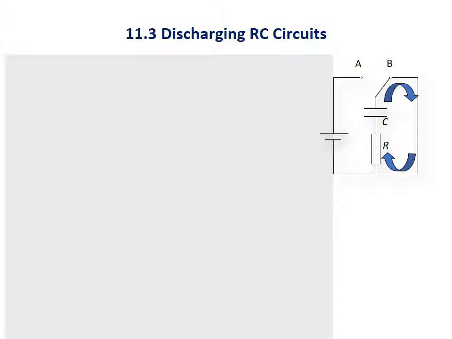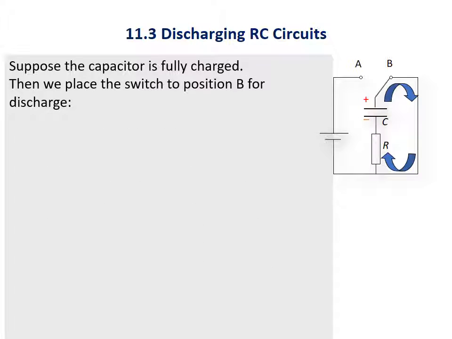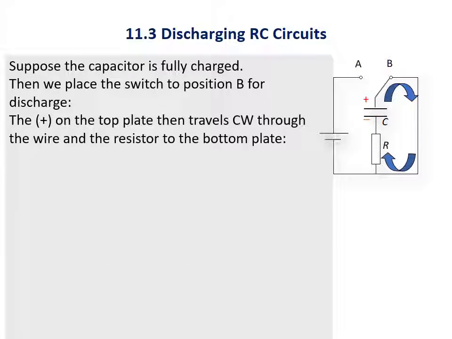So let's say we have a capacitor that's been fully charged. It was fully charged because initially this capacitor was connected to position A, it charged up, and now we will switch this capacitor to position B. When we do that, we discharge the capacitor through the resistor. So the positive on the top plate travels clockwise through the wire and the resistor back to the bottom plate.